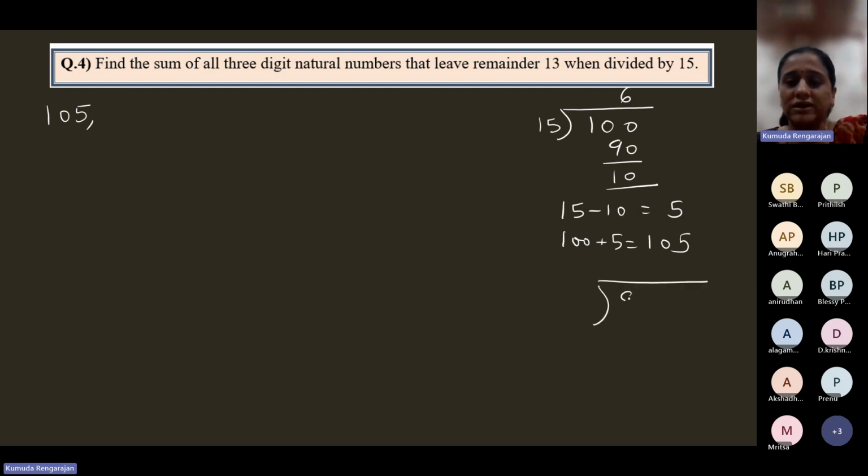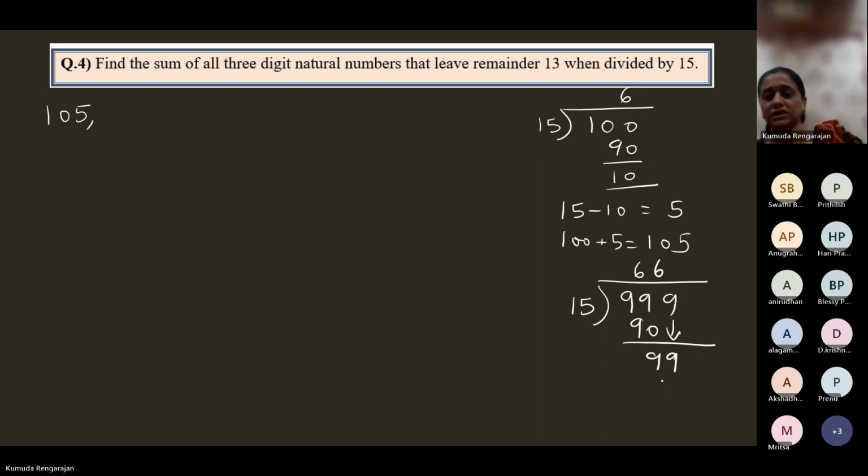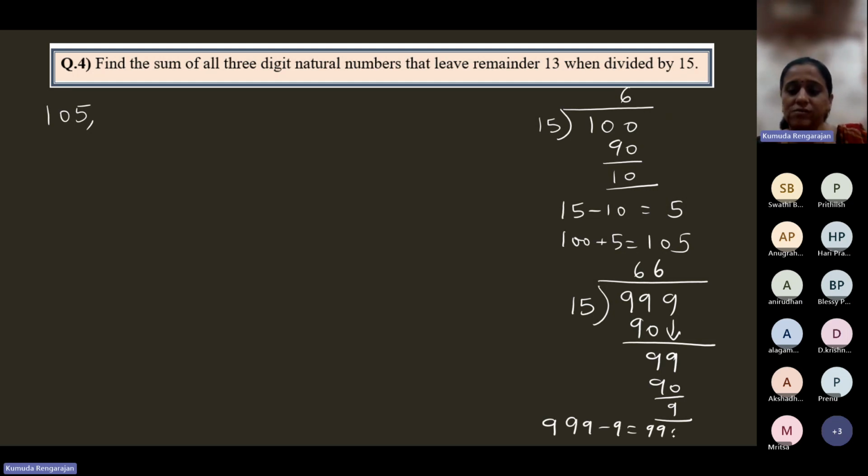For that, use the number 999, because that's the greatest 3-digit number. Divide by 15. 6 are 90, 9 is the remainder, 9 comes down, 6 are 90, 9 is the remainder. Now to find the last number, you must straight away subtract the remainder from the dividend. So 999 minus 9, 990. 990 is the last or the greatest 3-digit number exactly divisible by 15.